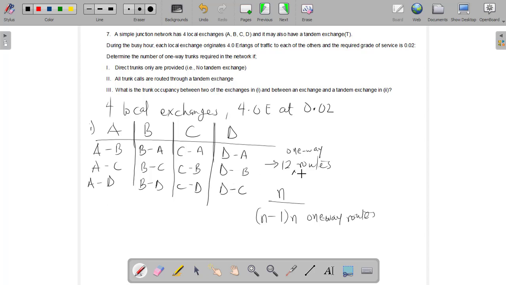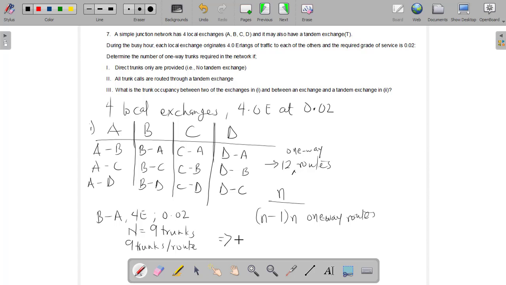And so now, after finding the number of one-way routes, which is 12, we go on to find the number of trunks per route. By that, I mean that if I take, let's say, a connection between B and A, as B is transmitting to A, from the question, B generates 4 erlangs of traffic to A at a required grade of service of 0.02. So if I check from the Erlang B table, I'm going to see that I will need n equals 9 trunks to achieve this transmission. And so this means that we have 9 trunks per route.